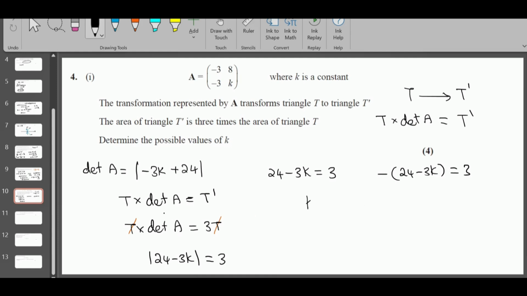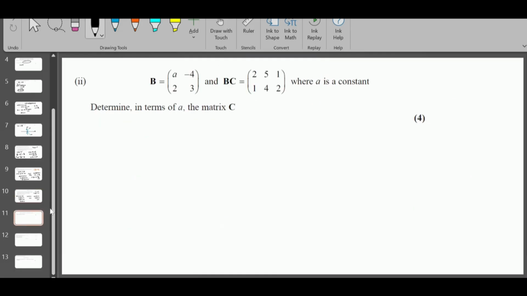Here you're going to get k is equal to 24 minus 3 is 21 over 3 is 7. Minus 24 plus 3k is 3, wait, minus 24 plus 3k is 3. So k is 27 over 3, 9. So two possible values of k. Let's move on to the next one, double I.